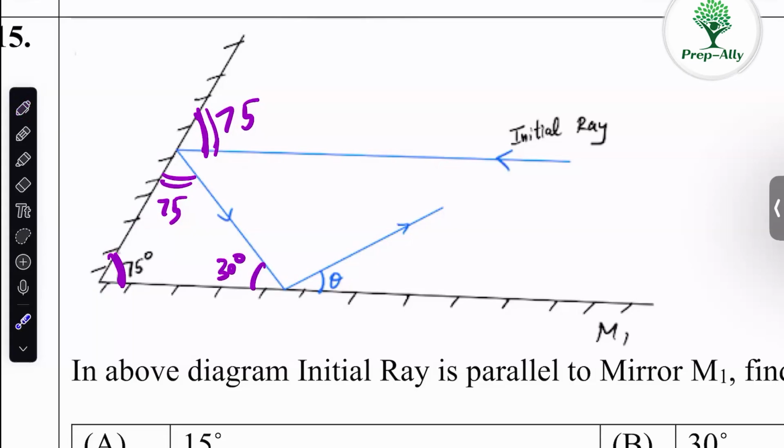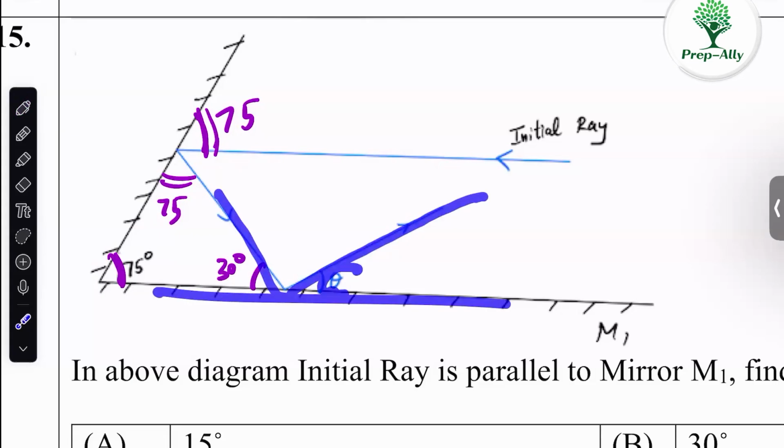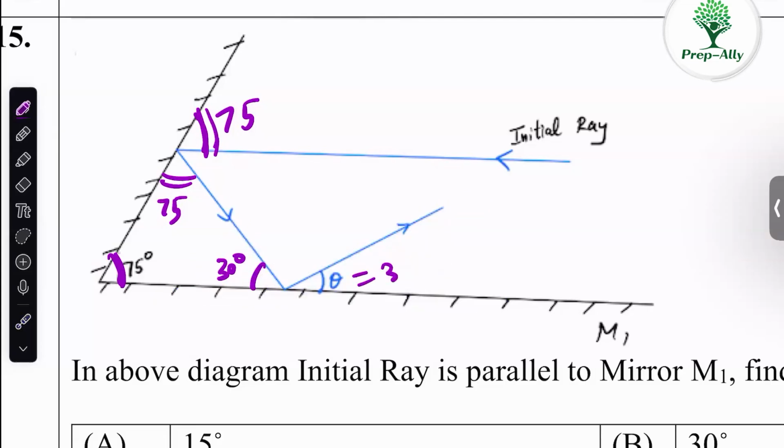Now again for this mirror, this is the incident ray, reflected ray. So reflected ray with mirror, incident ray with mirror, both should be equal. So theta is equal to 30 degrees.